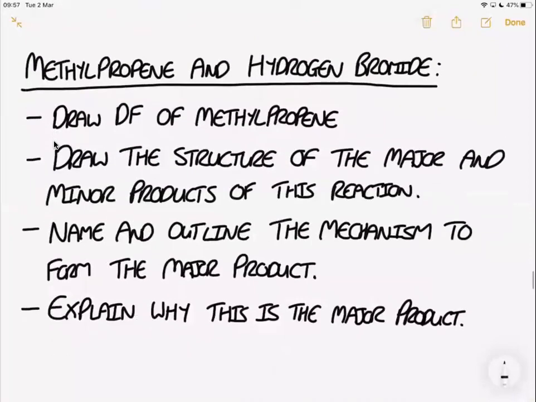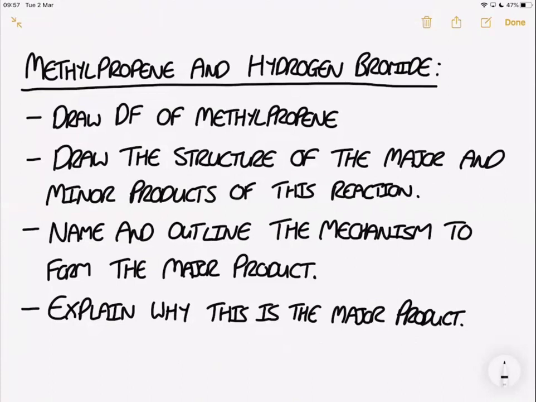Here's a task, guided initially, because the second part is going to be a bit less guided. You need to think about methyl propene and hydrogen bromide. So this is a branched alkene. Start by drawing the displayed formula of that molecule. Then, using the same logic we've just done, try and figure out how you're going to draw the structure of the major and minor products of this reaction.